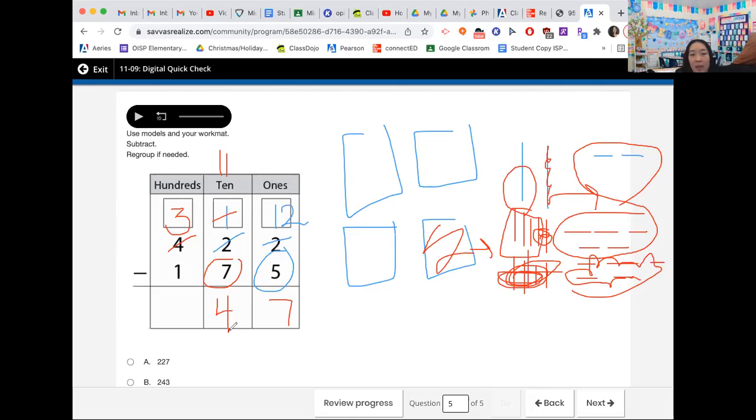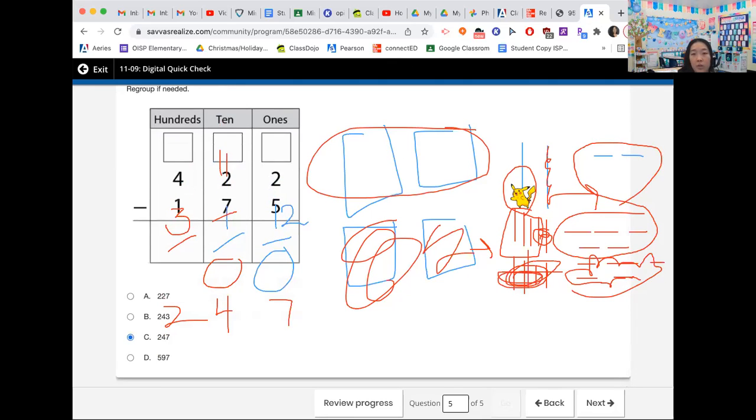And then step 3, subtract the hundreds. 3 minus 1 is 2. So what's the final answer? 247. So C. Very good.